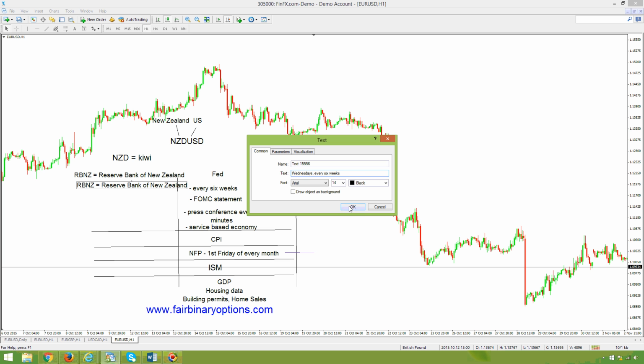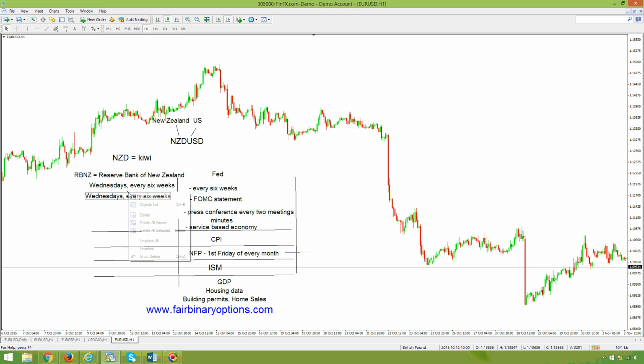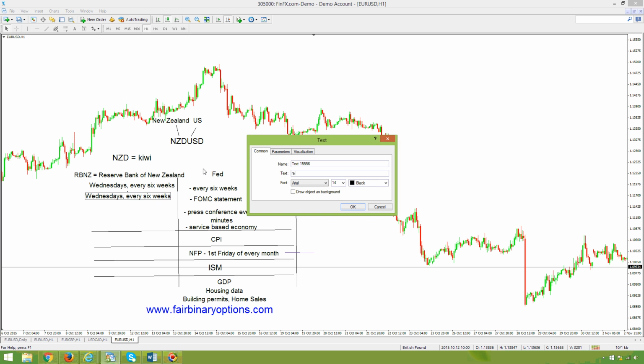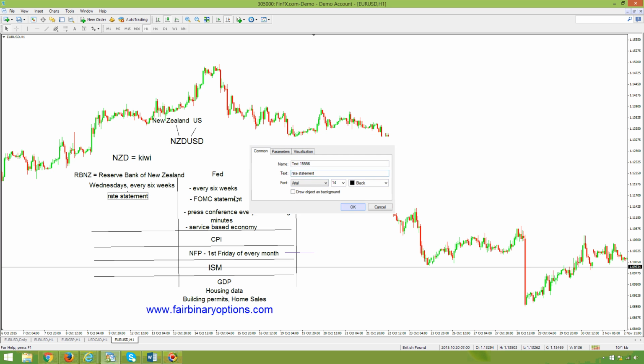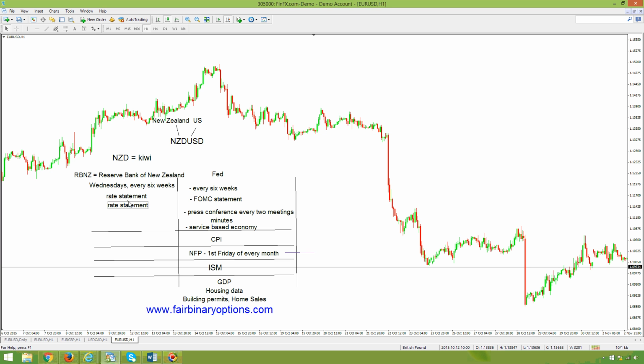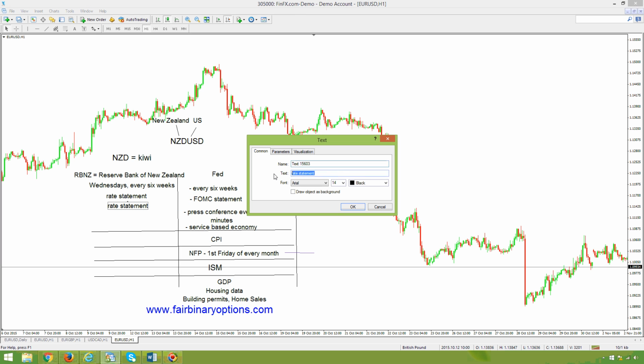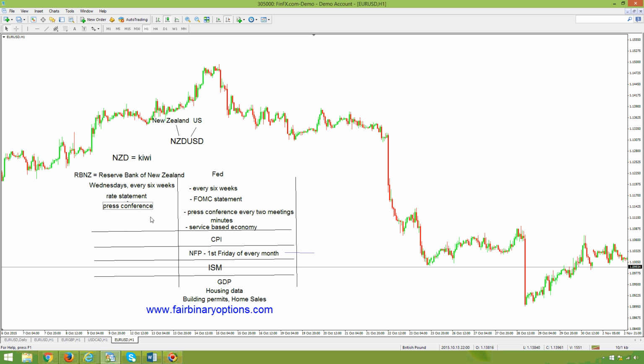And of course we have not only a rate statement, but also a press conference to follow. Needless to say that the New Zealand dollar pairs are moving extremely fast when the Reserve Bank of New Zealand is scheduled to release the monetary policy. Needless to say that all the crosses and so on are extremely volatile during the event.